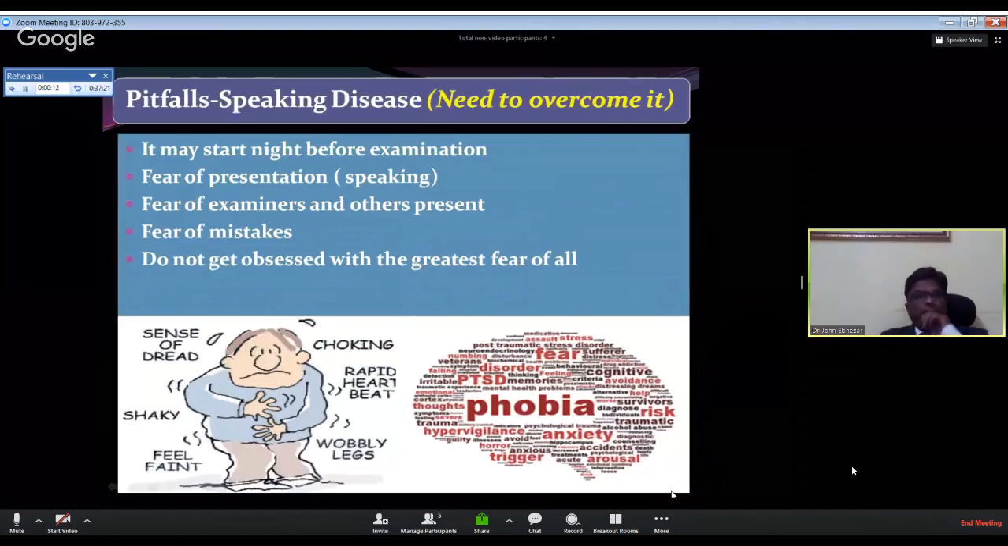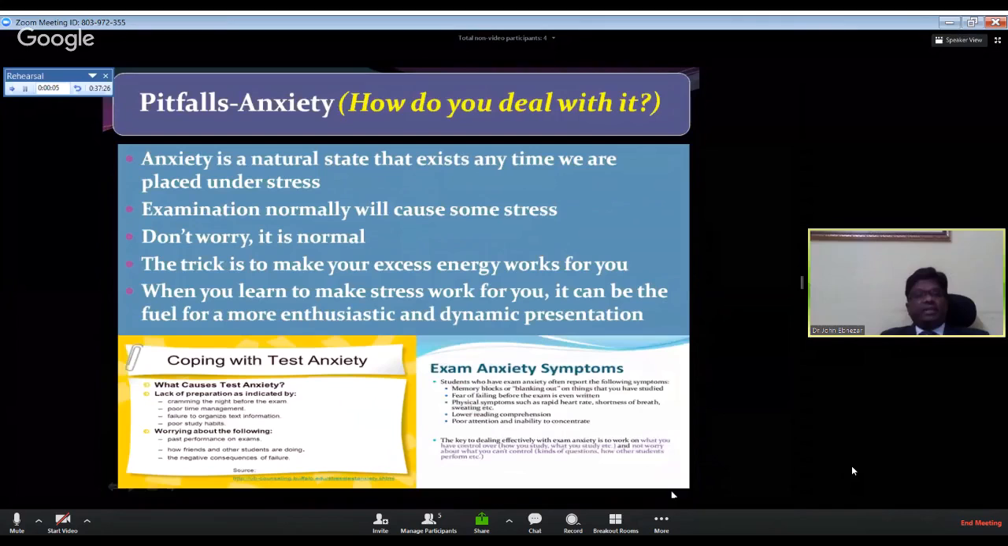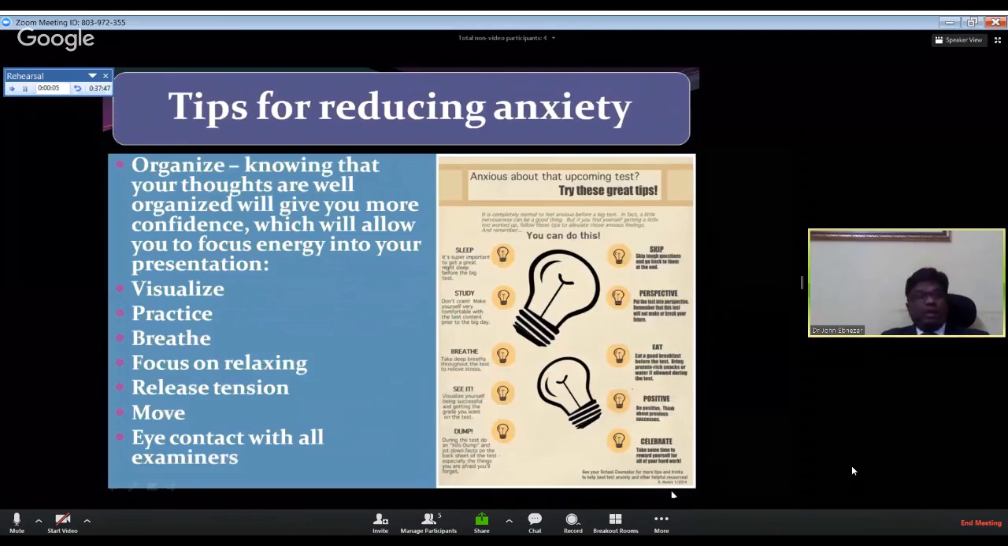And anxiety, how to deal with it? Understand that anxiety is a natural state that exists anytime we are placed under stress. Examination normally will cause some stress, so don't worry. The trick is to make your excessive energy work for you. When you learn to make stress work for you, it can be the fuel for a more enthusiastic and dynamic presentation. The tips for reducing anxiety are: organize yourself well, visualize well, practice well, use breathing techniques, focus, relax, release the tension, and keep moving around.